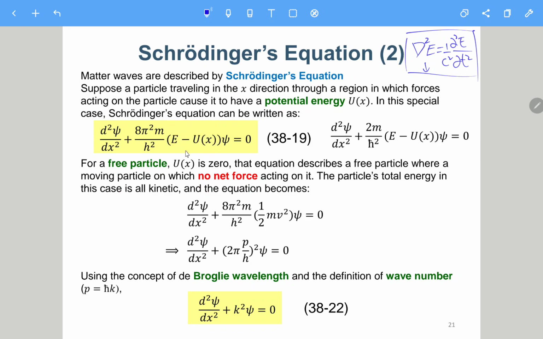So here we have the residual energy, just something like your particle has some energy, and then some of the energy is consumed by the potential energy. So this is the residual part, multiplied by this constant, and then multiplied by this phi. So this is something like a second order differential equation.